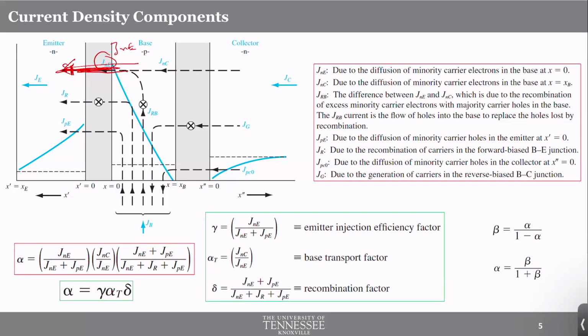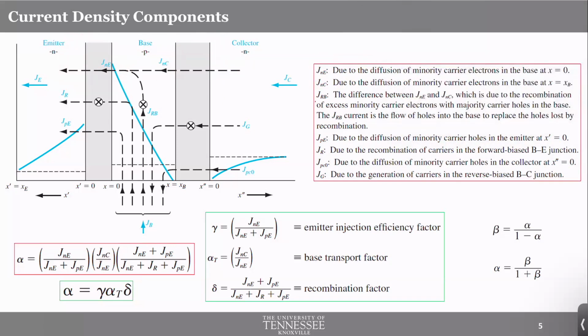What is the reason for the electrons to go from emitter to the base? Obviously, as you can imagine, diffusion. Due to diffusion, electrons go from emitter to base and eventually diffuse through the base towards the collector. So that's one component. What's the other one? JNC. JNC is basically the electron flow between the collector and base junction. So one of them was between emitter and base, the other one is between base and collector.